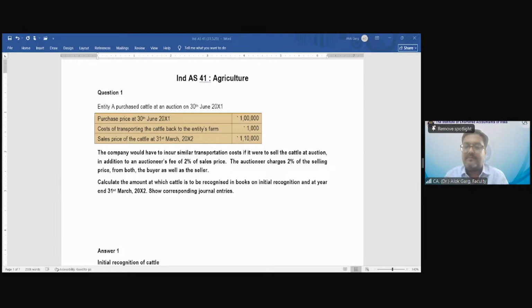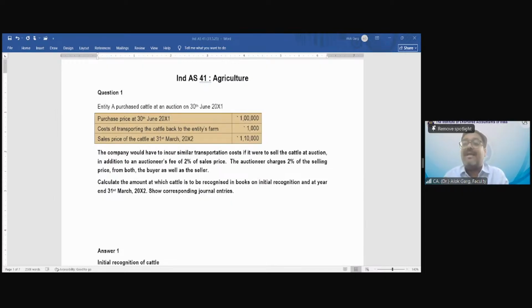1 lakh, 1 lakh 3,000. So 1 lakh is the purchase price. And in the question it is given the cost of transportation from market to the entity's farm, 1,000. And the question also talks about that the auctioneer fee is payable both from the buyer and the seller side. The question is also talking about that.